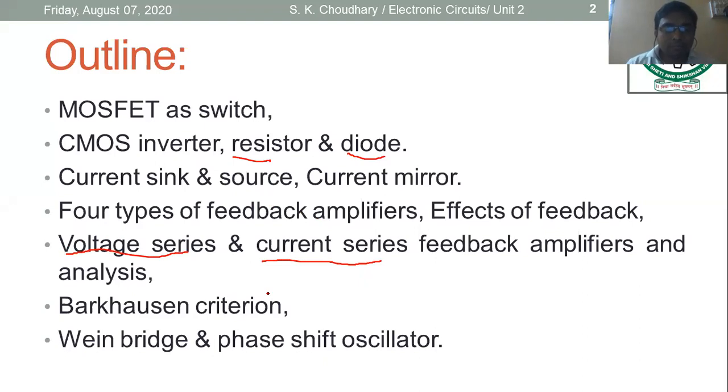And the third phase of this second unit is that we have to learn about the oscillators. Oscillators basically work on the Barkhausen criteria, and we have to learn the Wien bridge oscillator as well as the phase shift oscillator. So this is the outline of this second unit.